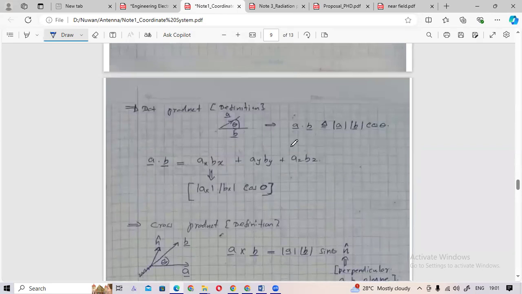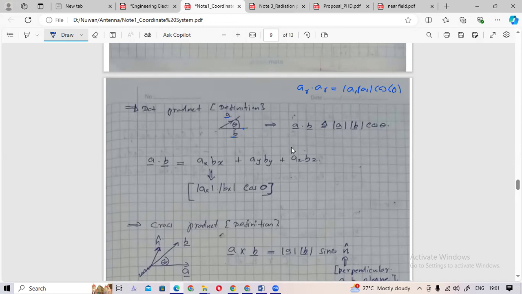This is the dot product. If you are given two vectors a and b, the a dot b dot product, this is the definition: the magnitude of a, magnitude of b, cos theta. So now we have ar dot ar. We have to get the ar magnitude, the ar magnitude, cos theta between ar and ar. So ar and ar, theta will be 0.